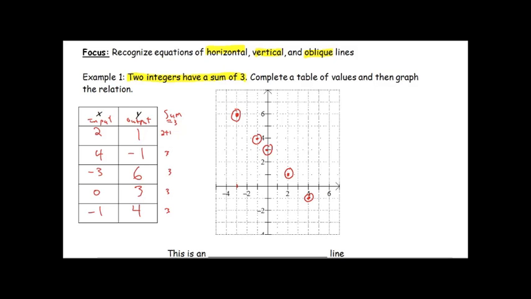Now I'm not going to join this line because we're instructed that we're talking about two integers, and with integers we don't have decimals. So we're only plotting just the dots. And just a reminder, this is a discrete graph because we're plotting the points only, as opposed to plotting the entire line.